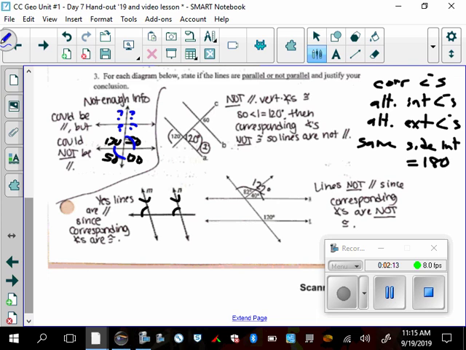In the second one, I know 60 and 120 makes 180, but those two are corresponding, so they should be the same, so that makes them not parallel. The one at the bottom, these two are corresponding. Remember, you could slide one angle to the other to match it up. And then the last one, these were corresponding, but they did not equal each other.